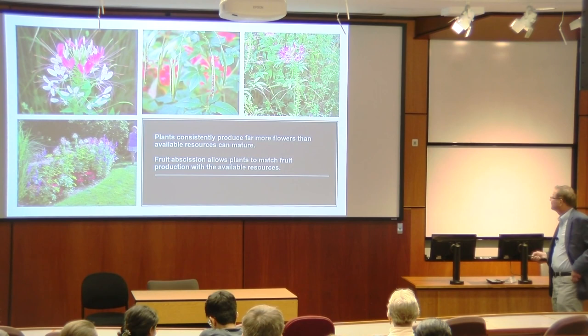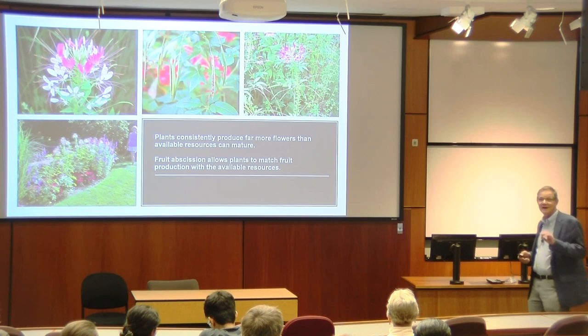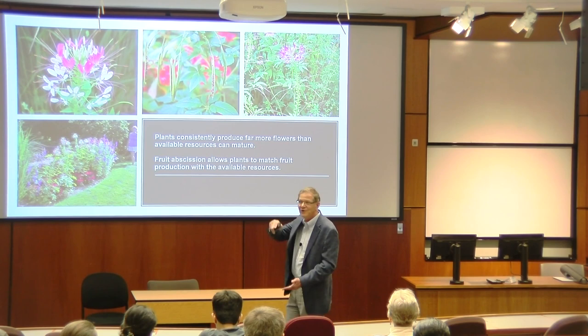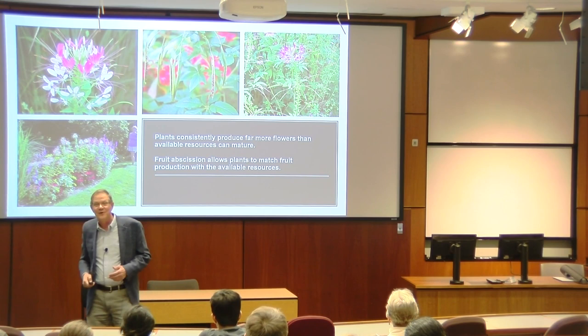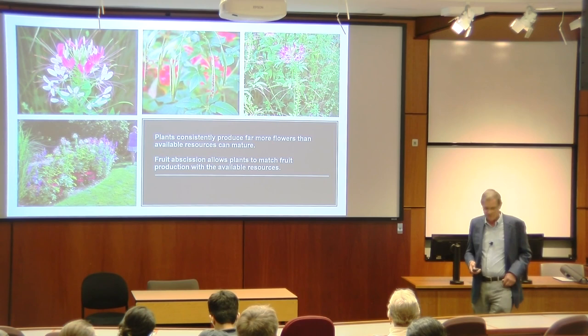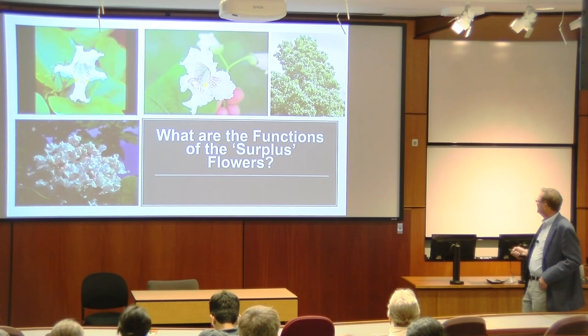But also, if there's a drought some summer and you don't water your garden, the number of whorls of flowers will decrease, increasing the spacing between them. So it'll produce fewer whorls of fruits over the course of the summer. And so fruit abscission allows plants to match fruit production with the available resources. Okay, so what are the functions of these surplus flowers?